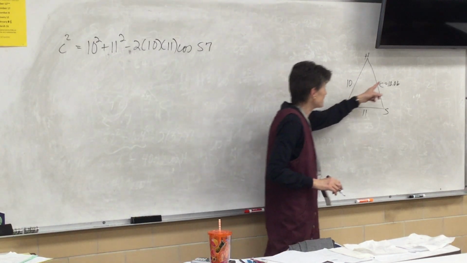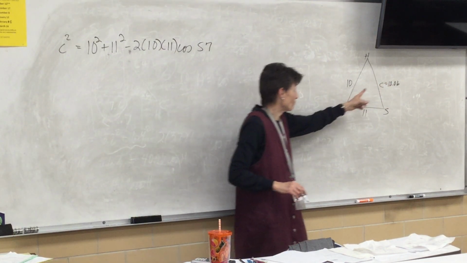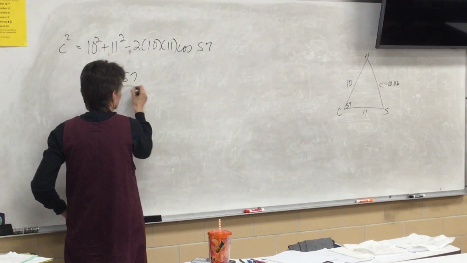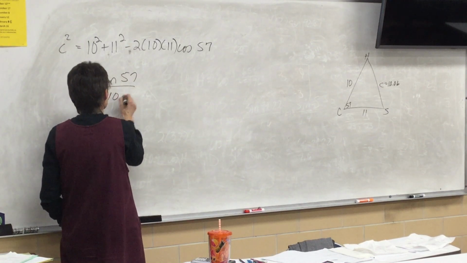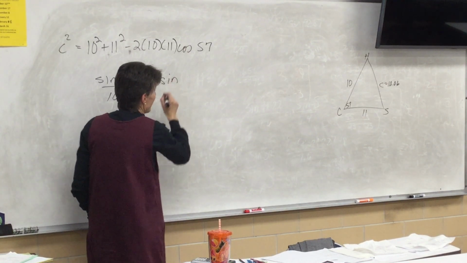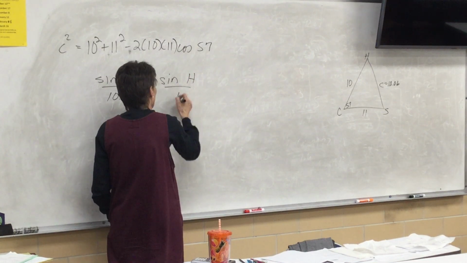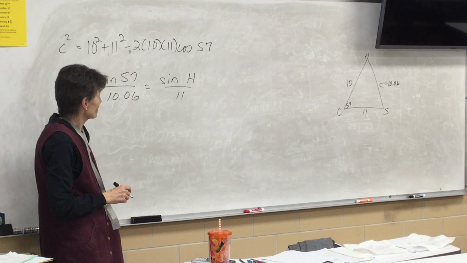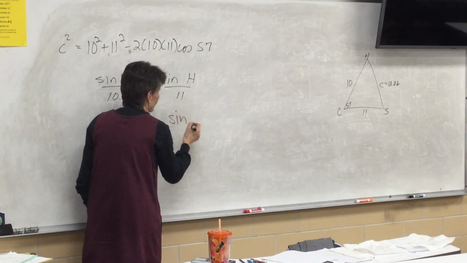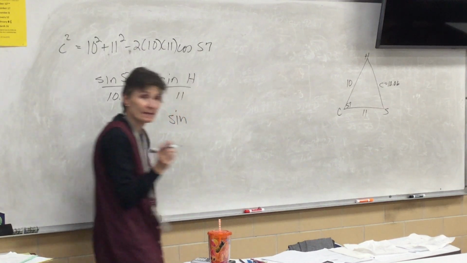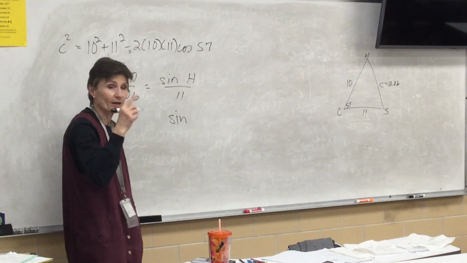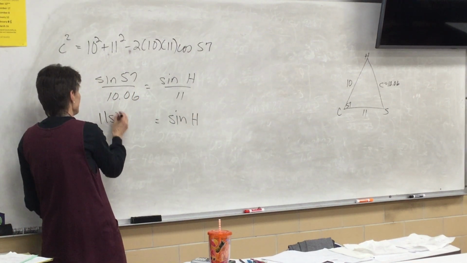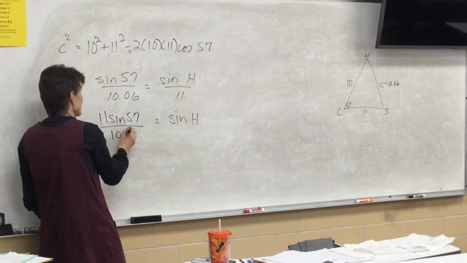Now that you have side C, you have your pair. So you can say sine 57 over 10.06 equals sine H over 11. Or you could also do S. It doesn't make any difference, I just picked H. You've got to do one of them. So for me, sine H equals 11 sine 57 over 10.06.